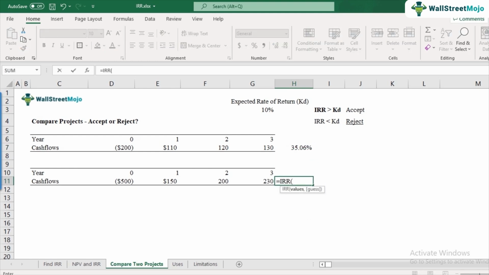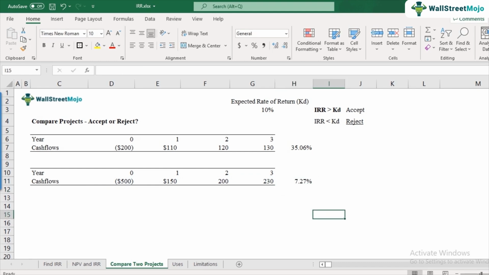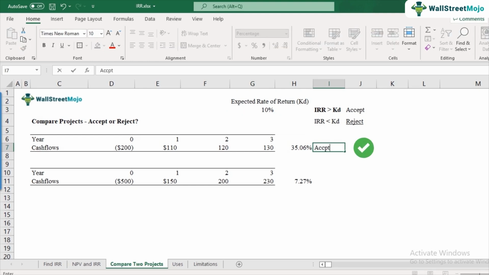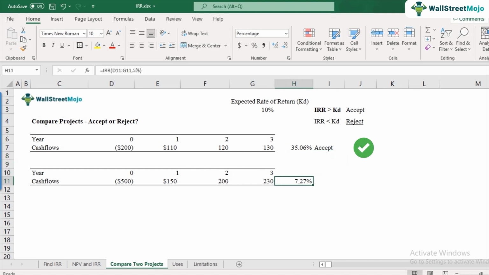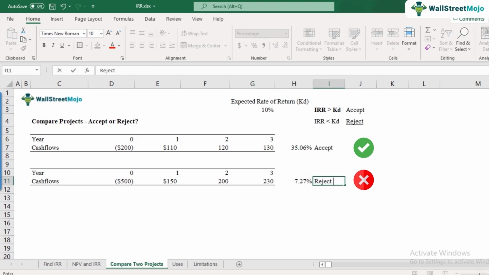But what about the second one? IRR, values, and a guess, let's say 5%. So what do we get here? This is 7.27%. So in this first case, 35.06% is greater than 10%, so we'll accept the project. As simple as this. On the other hand, when we look at the second one, 7.27% is less than 10%, so you reject the project. This is how you can compare two projects and accept or reject as such.